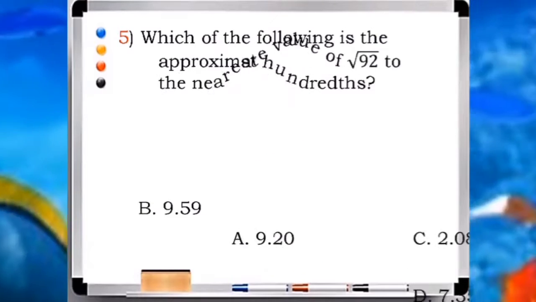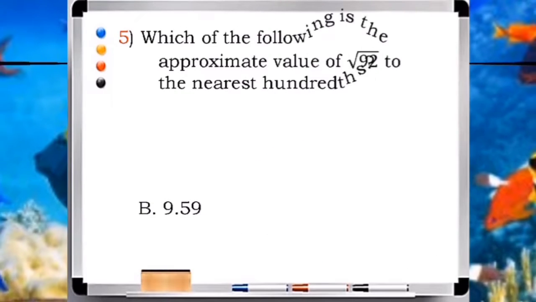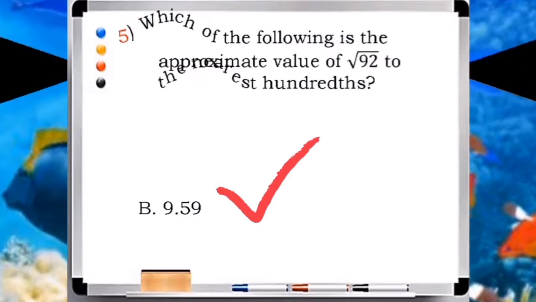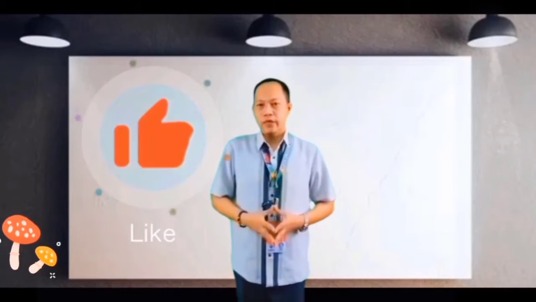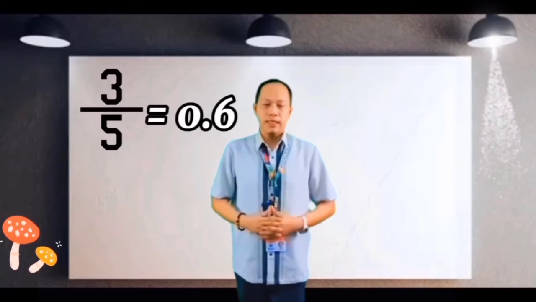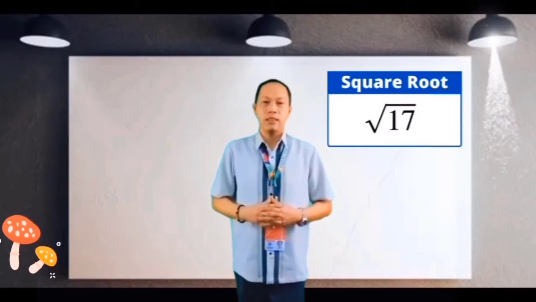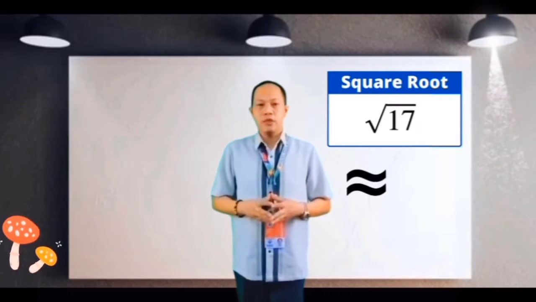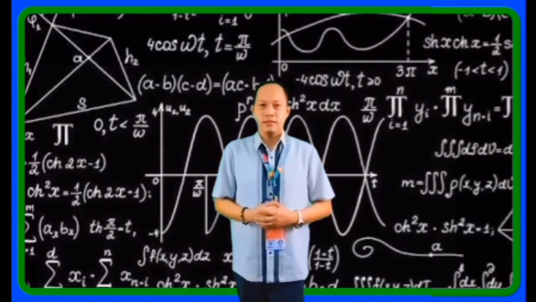Time is up. If your answer is letter B, very good, you're correct. If you got it all correctly, then we're now ready for the next lesson. The prior knowledge you have about changing fractions to decimals and approximating square roots that are irrational numbers to the nearest hundredths will help you understand today's lesson.